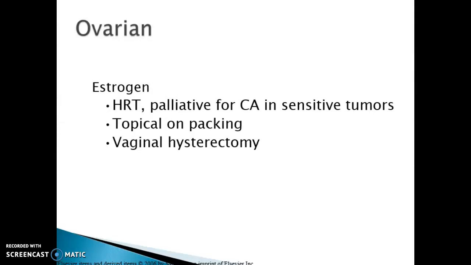Next is the ovarian gland, which produces estrogen and progesterone. It is critical to the development and maintenance of female sex characteristics. If estrogen is removed, patients have HRT, hormone replacement therapy, which is used after menopause, vaginal hysterectomies, or for palliative care for cancer and sensitive tumors. Palliative care means we are relieving symptoms but not curing the condition.